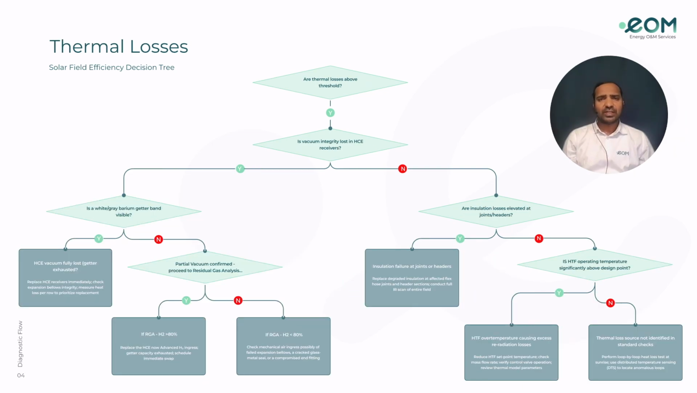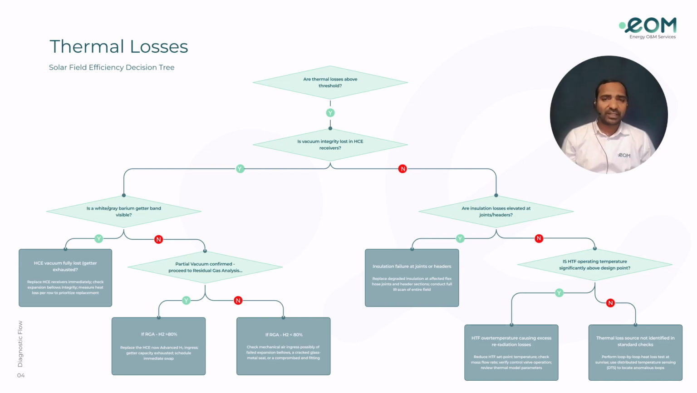Thermal losses. Thermal losses are often more complex because the problem is not always externally visible. We begin by checking whether measured thermal losses are above the acceptable operating threshold. One of the most critical failure mechanisms in parabolic trough systems is loss of vacuum integrity inside the HCE receiver. The vacuum layer is what minimizes conductive and convective heat losses.